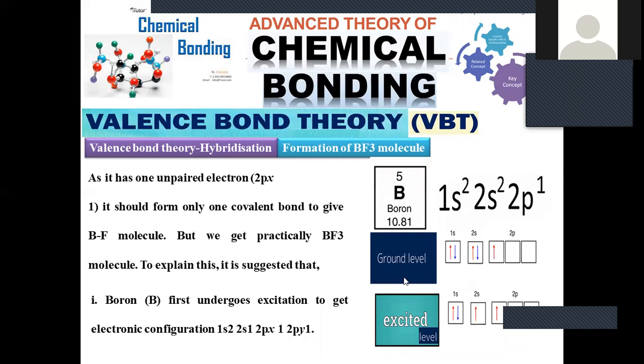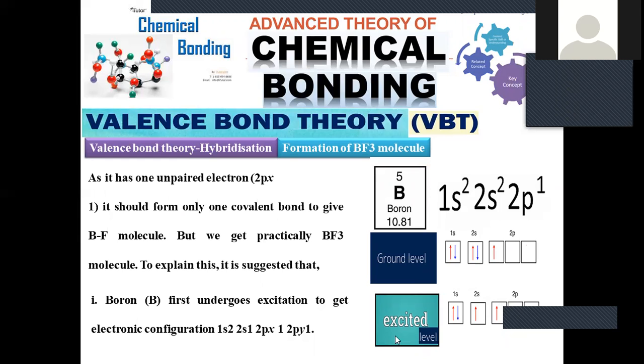Now, this boron has the ground state electronic configuration 1s2, 2s2, 2p1, but in order to get 3 bonds with the 3 fluorine atoms, one of the electrons from the s orbital will participate in excitation in this manner, so that the 2s orbital acquires 1 electron and 2p has 2 electrons in the respective orbitals.